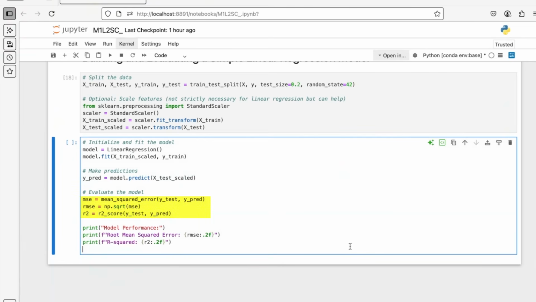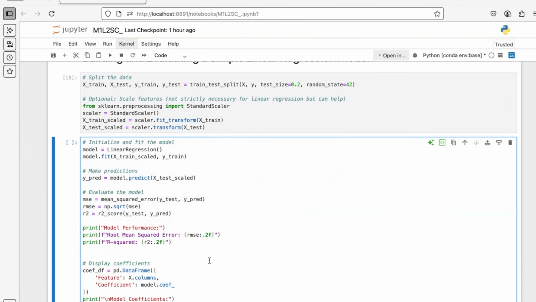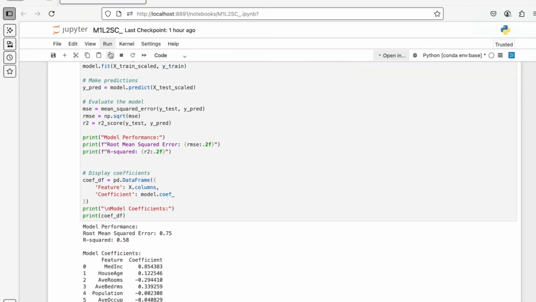We'll calculate metrics like root mean squared error, RMSE, and the R-squared, which are found in the Scikit-learn metrics module. We'll evaluate the model, and then print and display our coefficients. So let's take a look at the output.